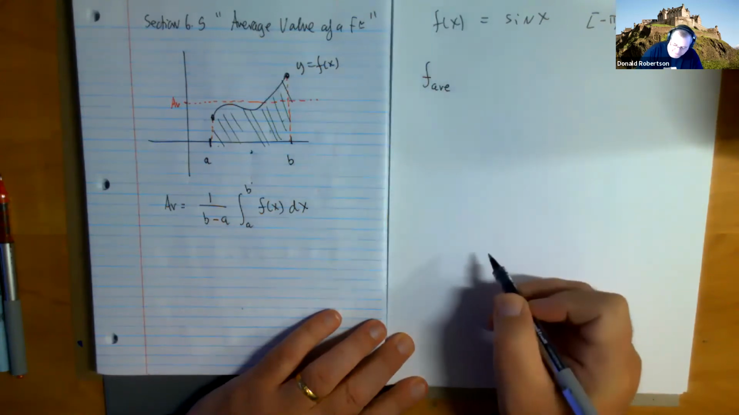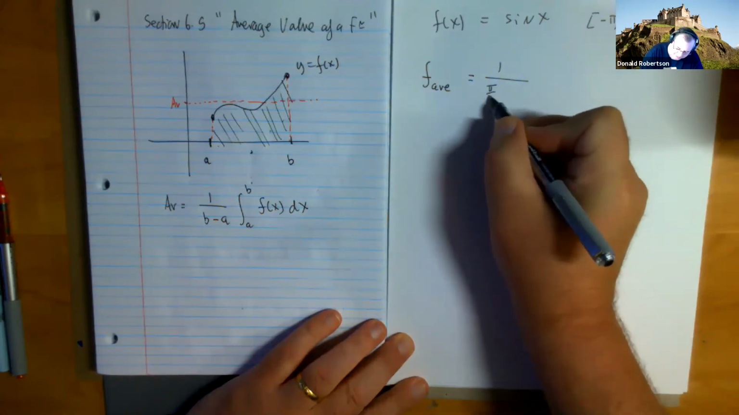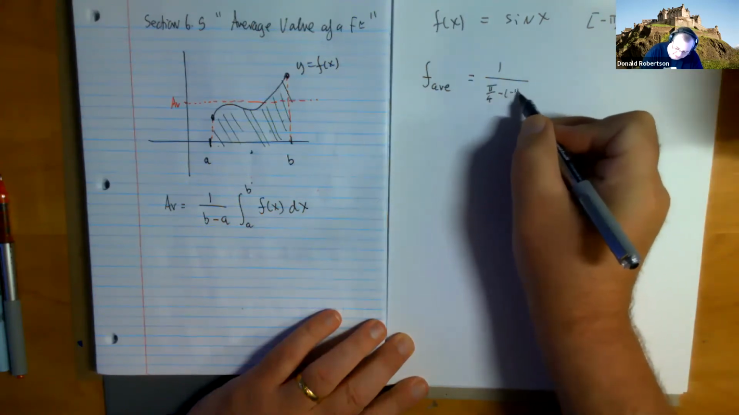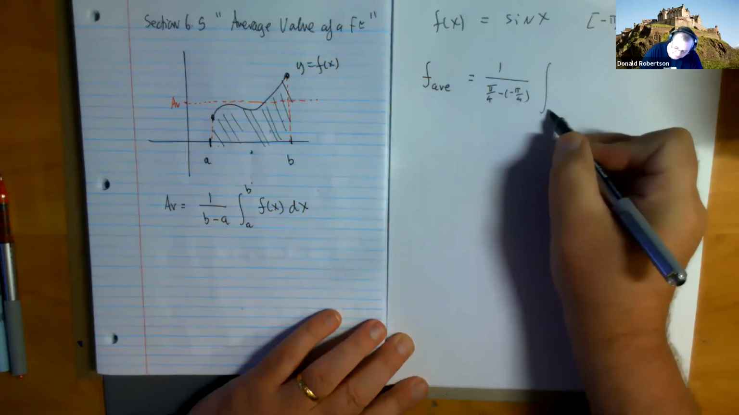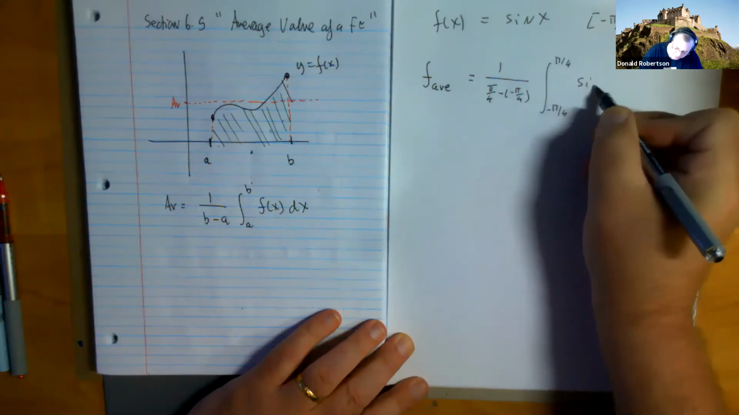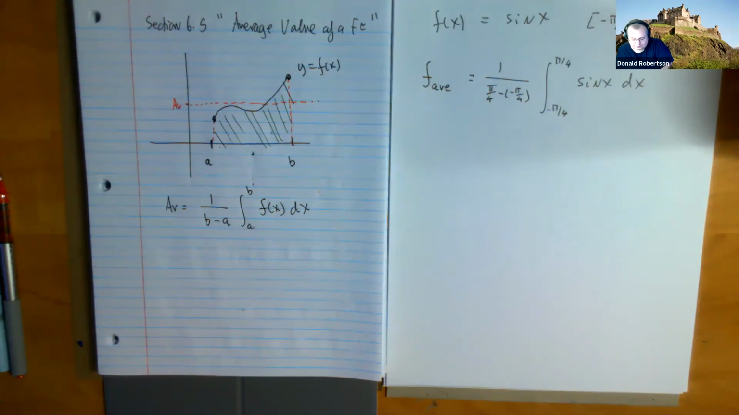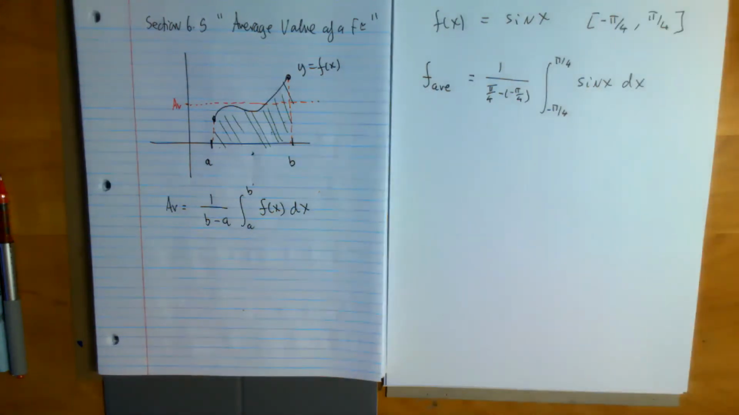Let's use that notation. It's going to be 1 over pi upon 4, take away negative pi upon 4, the integral from negative pi upon 4 to pi upon 4 of sin x dx. Now I'm about to do this calculation, but I already know the answer. Does anybody know what the answer is going to be before I even do it? 0? Yeah.